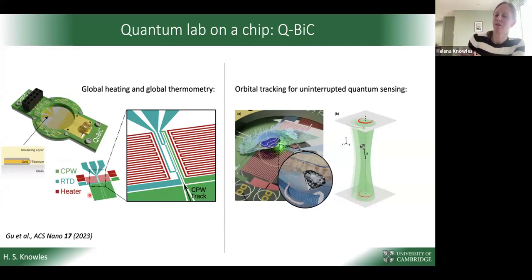And this is also relevant even if you have functionalized the nanodiamond, your cell might be moving around or growing. So even in those cases, this kind of tracking is extremely useful.